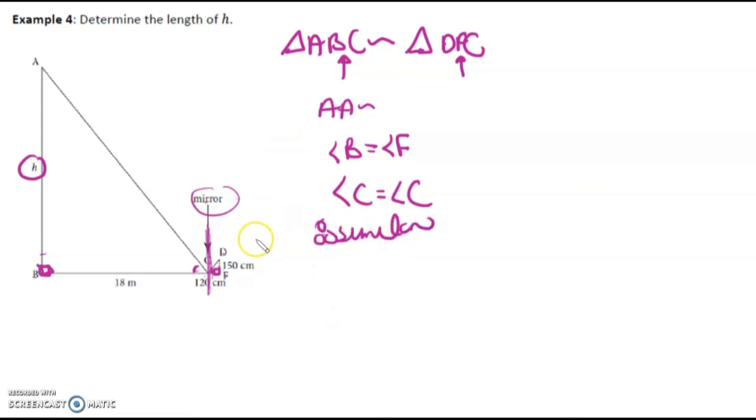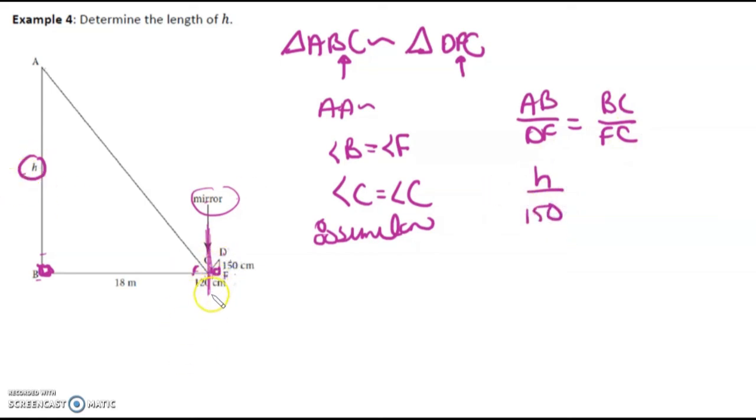Let's go ahead and set up the ratio. We're going to have AB over DF equals BC over FC. When we plug in, we'll get H over 150. Then we get BC, but the problem is we have 150 and 120 in centimeters, so we need to convert these 18 meters into centimeters.